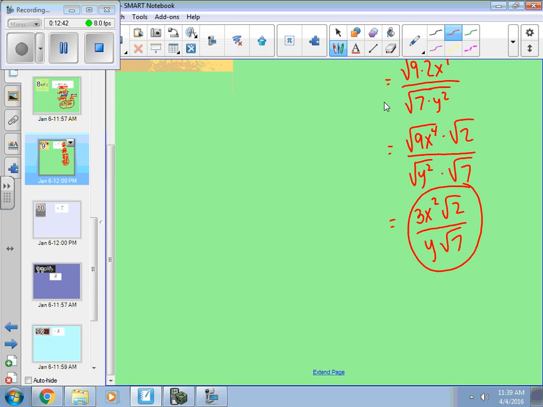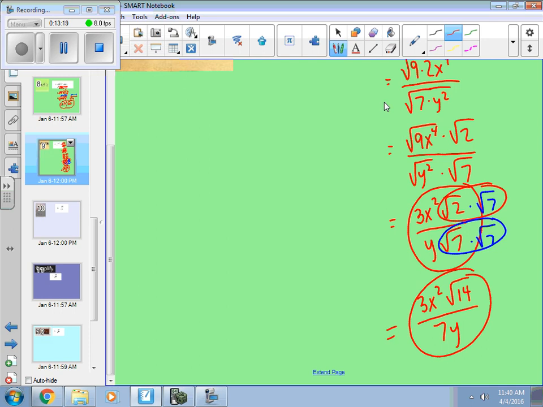Now, if this is an ACT question and you get that answer, but that doesn't match up with any, it may be that they rationalize the denominator. So if we want to rationalize the denominator on this one, multiply both top and bottom by square root of 7 to get rid of that square root on bottom. So then our answer would become 3x squared. If we multiply these together, that'd be square root of 14. On bottom, square root of 7 times square root of 7 is square root of 49, which equals 7. So you end up with 7y on bottom. So either one would be the answer. This second one would be the one with the rationalized denominator.